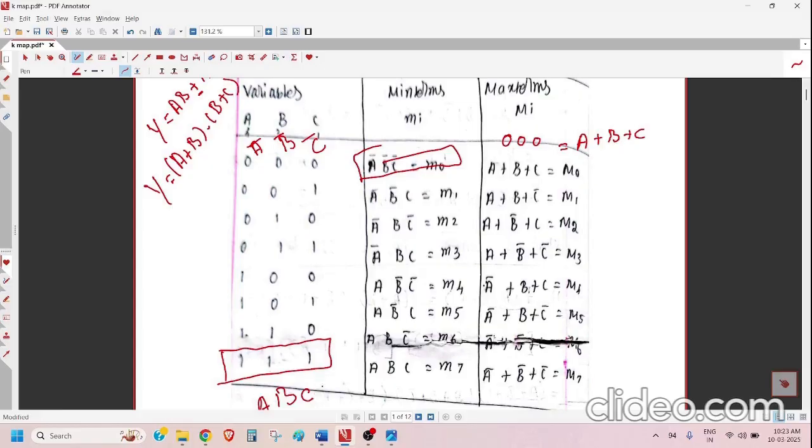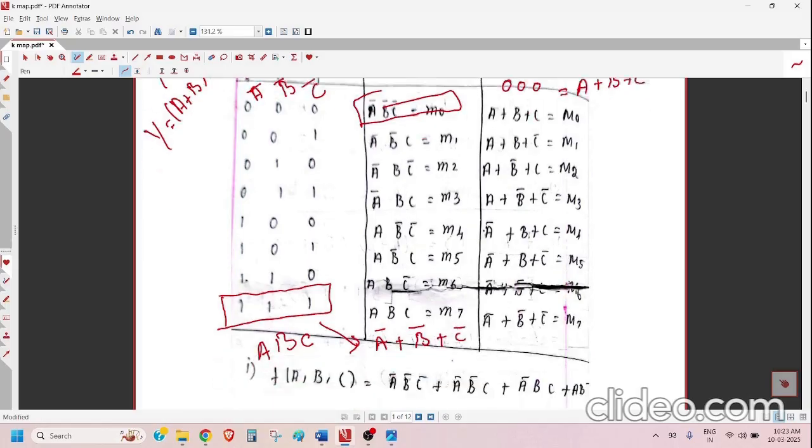In the same case, if you write it as a max term, since it is a max term, 1 means bar will be there and 0 means bar is not there. As well as you have to write the terms in sum. So that means A bar plus B bar plus C bar. So this is what min terms and max terms are.